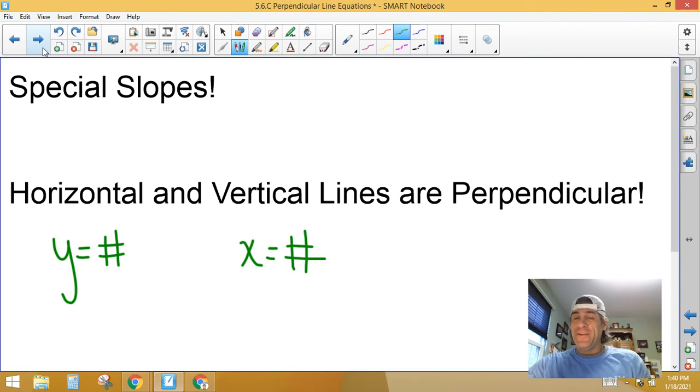Special slopes, reminder for like the bajillionth time: horizontal lines and vertical lines, they're just when y equals a number or x equals a number. Those are special slopes. They will be perpendicular. They're not opposite reciprocals because the slopes are 0 for a horizontal line and undefined for a vertical line. So those are going to be the special ones.